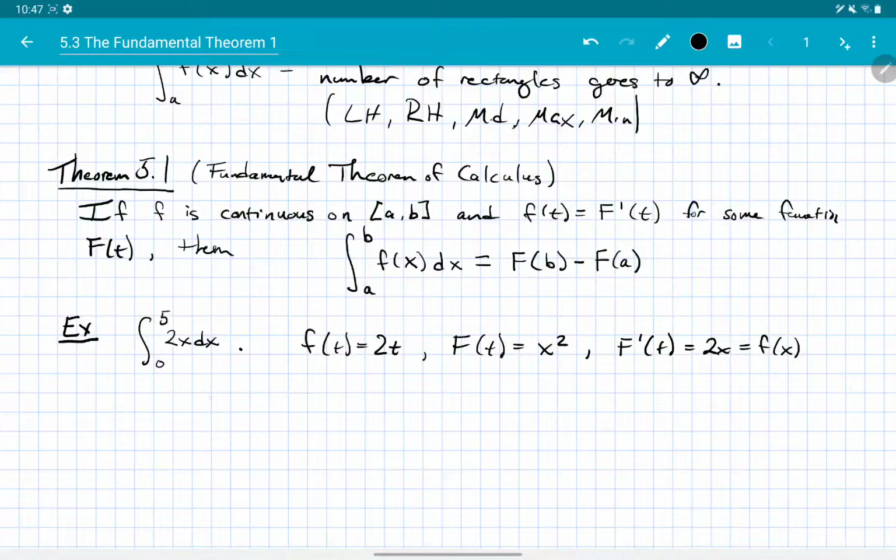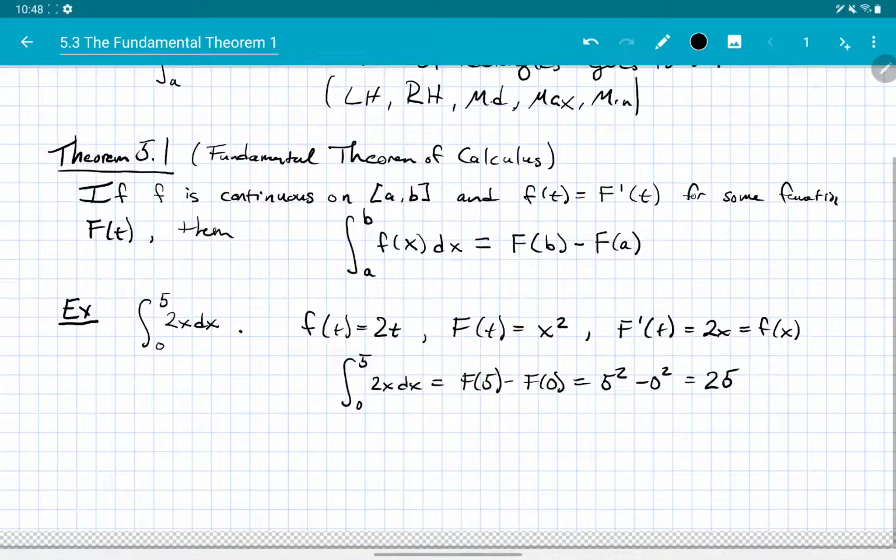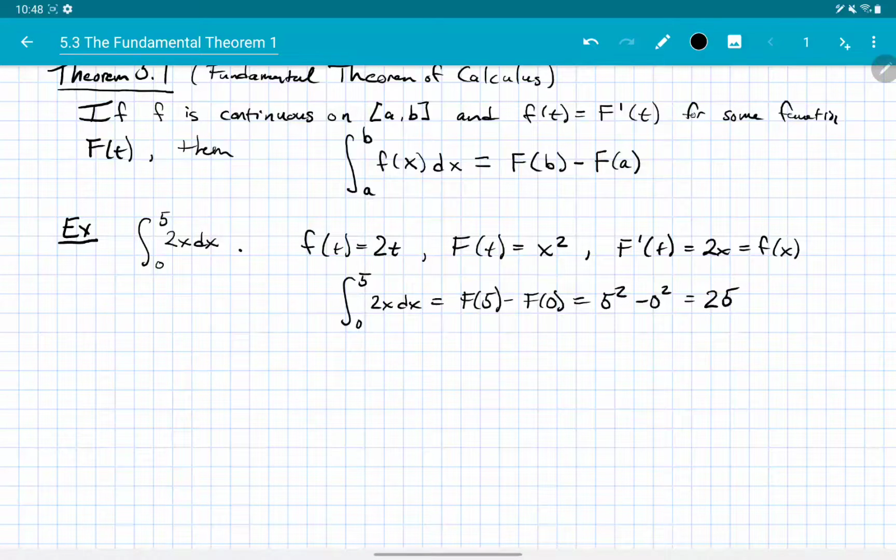And so that means that I can calculate this definite integral by saying this is capital F at 5 minus capital F at 0. Capital F at 5 is 5 squared. Capital F at 0 is 0 squared. So this is 25. So rather than having to actually deal with this limit, we can quickly compute what these integrals are, which is pretty great. Okay, now we're going to talk a little bit more about what these integrals actually mean by doing some word problems and talking about things like that.